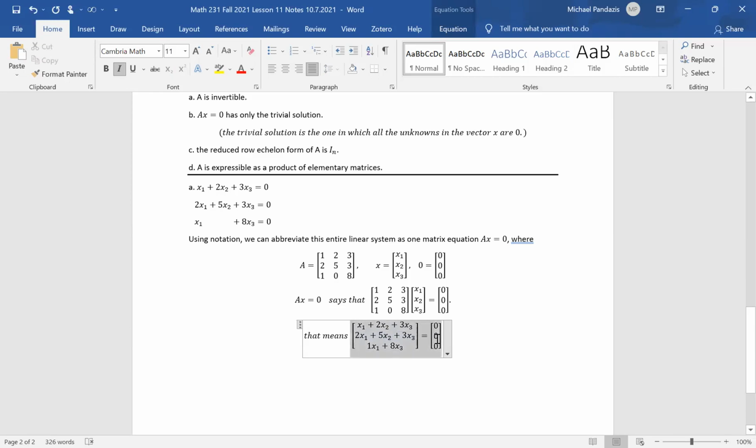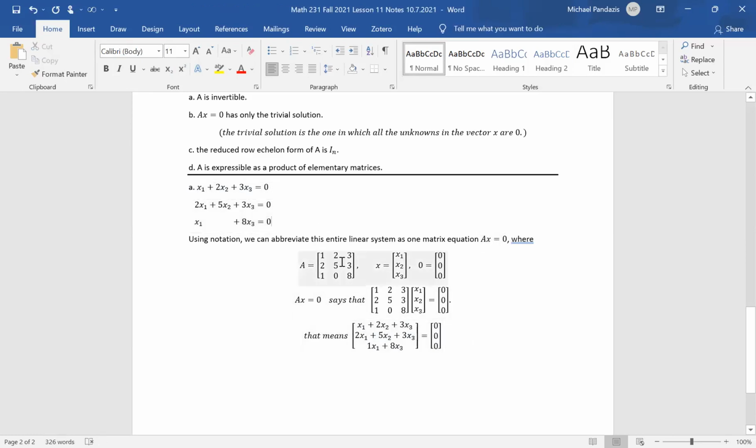So this one matrix equation is really saying x1 plus 2x2 plus 3x3 equals 0, which is the first equation, and 2x1 plus 5x2 plus 3x3 equals 0, which is the second equation, and 1x1 plus 8x3 equals 0, which is the third equation. So this one matrix equation is representing all three equations in the given linear system.